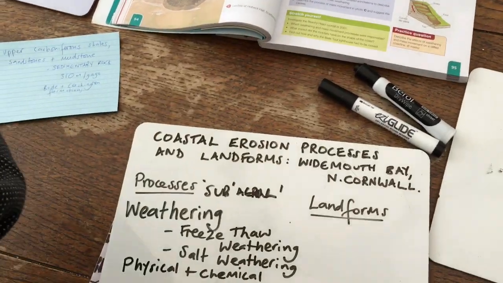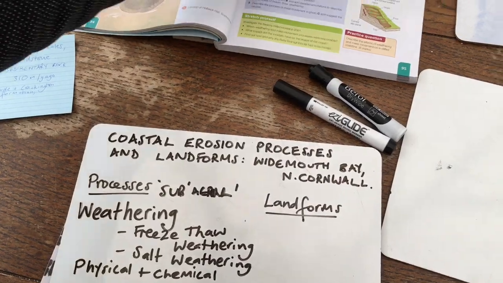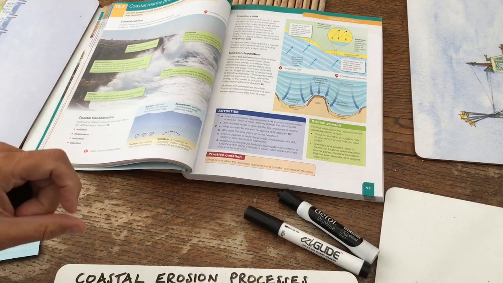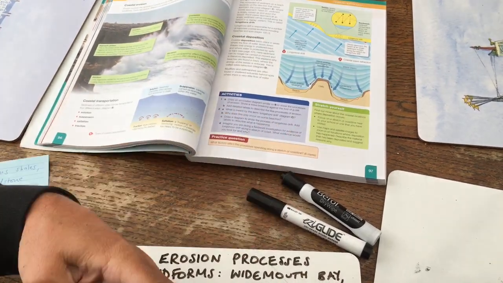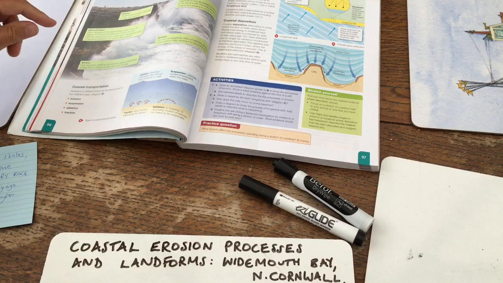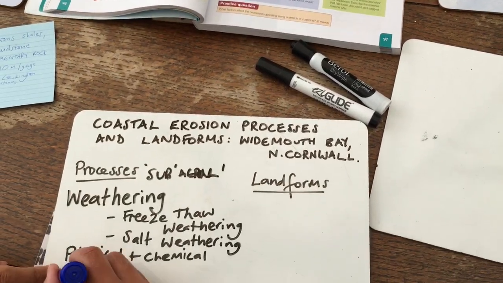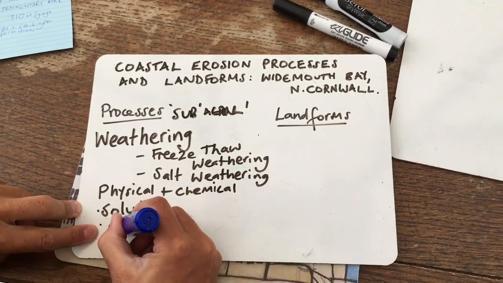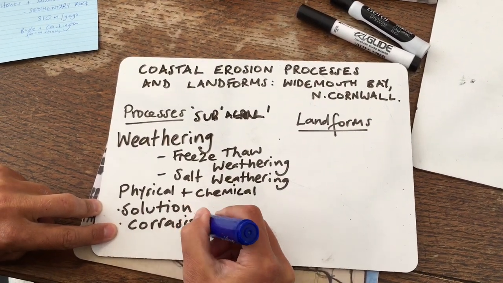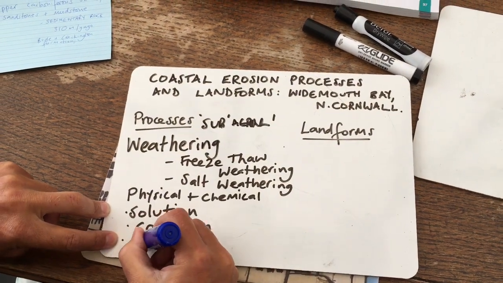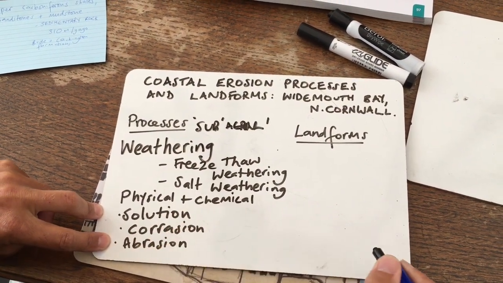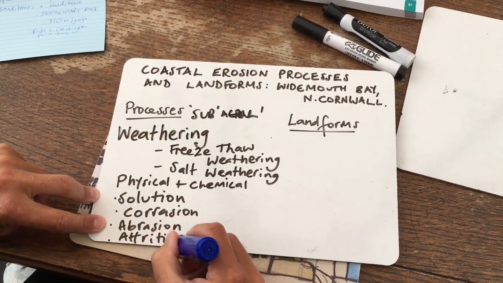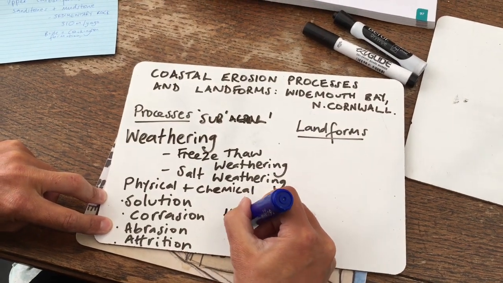And then you've got cliff collapse, and then the other processes. So weathering makes the mess. Erosion cleans it up and moves it all away, and you've got the processes of solution. That's on page 96. Corrosion. You need to know what these mean and what the terms mean. Abrasion. Attrition. And the classic hydraulic action or hydraulic power.